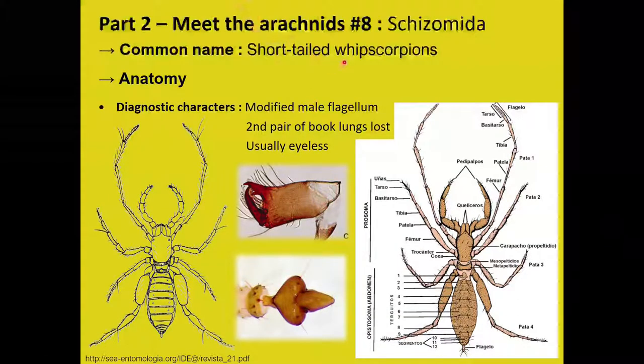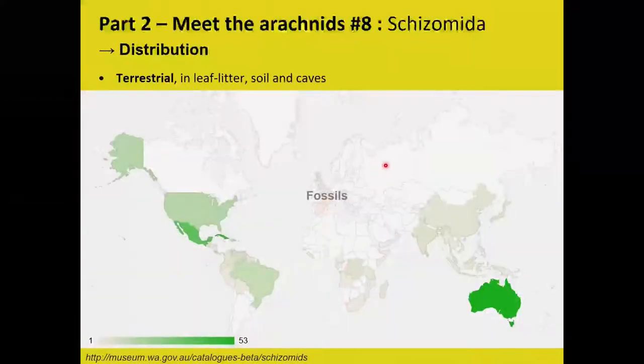So the schizomids, another small order, look a lot like the pedipalpi from before, but they don't have the whip-like appendages. Instead, for some species, the males have some kind of earth-shaped appendage. And they have pincer-like chelicerae in the mouth. And usually, they don't even have eyes. When you're so tiny, you don't even have eyes. It's actually quite common in very, very small bugs.